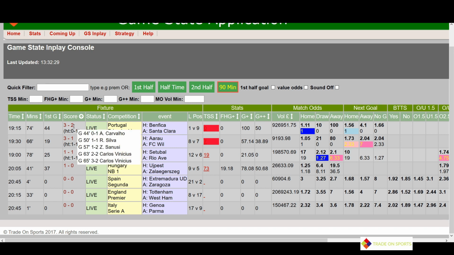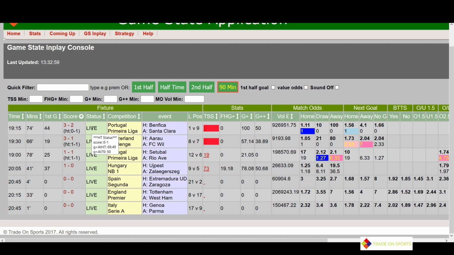And we can see here it's 3-2 in the Portugal game, Benfica. There's been quite a few goals in the second half there, and at half time it was 0-1. And here's an interesting little feature I didn't find out too much about until I started exploring on the front end of the console. At half time, if we hover over the status column, it will indicate to us the projected goals for the second half based on the half-time scoreline and the time of the goal.